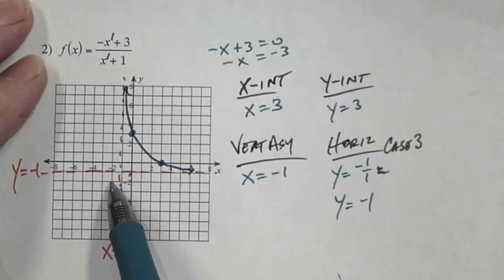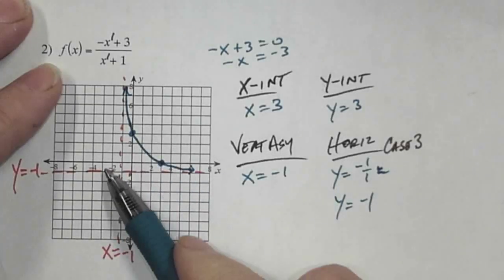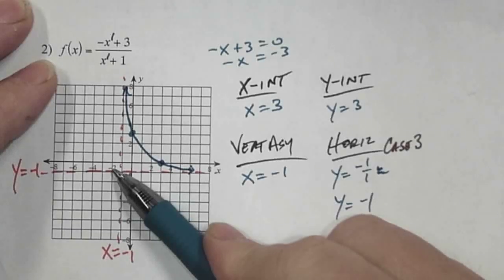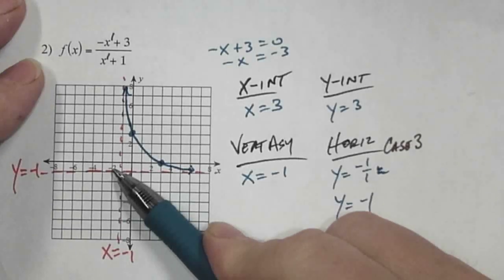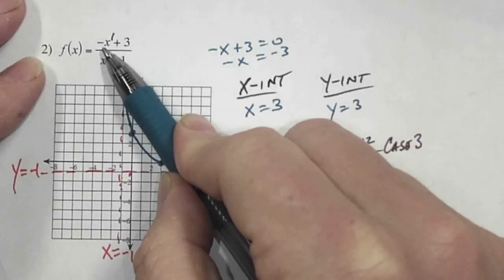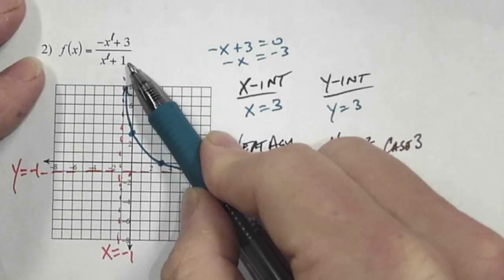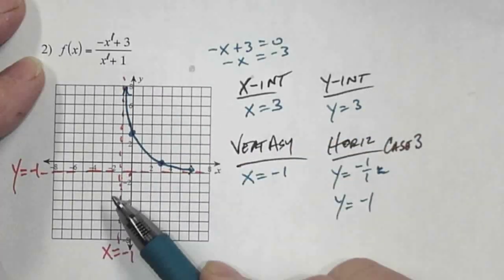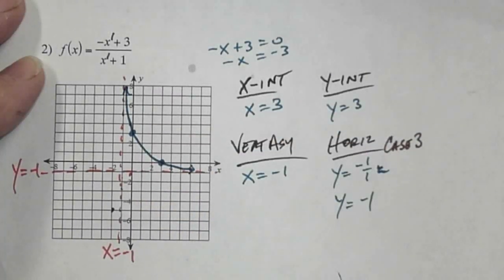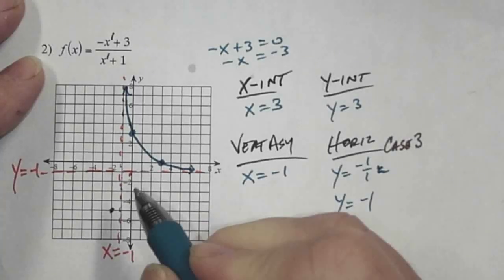I'm not sure what to do here. So maybe we plug in some points, but it's a little tricky with the minus x. If I plug a negative 2 in, that's going to become a positive 2 plus 3 is 5, and negative 2 plus 1 is negative 1, so 5 over negative 1. That's negative 5 down here. So I can plug in a number and find out I'm down here.